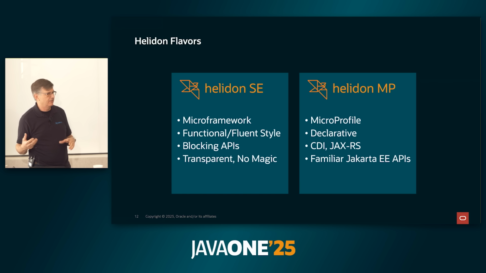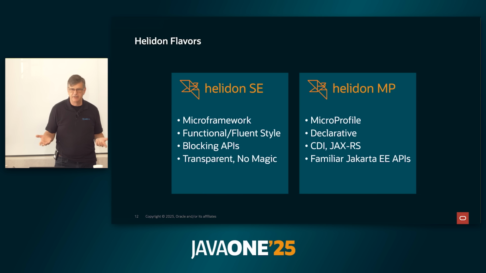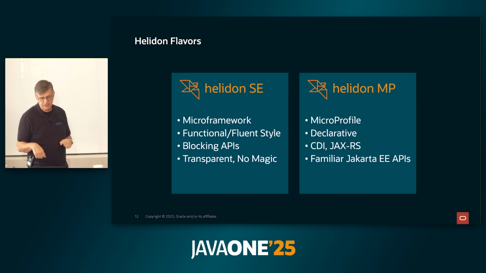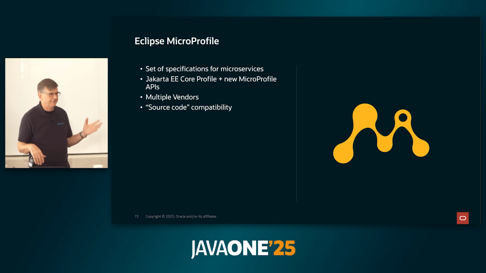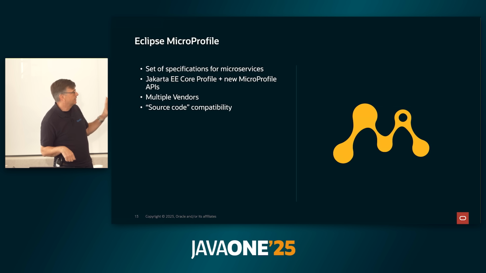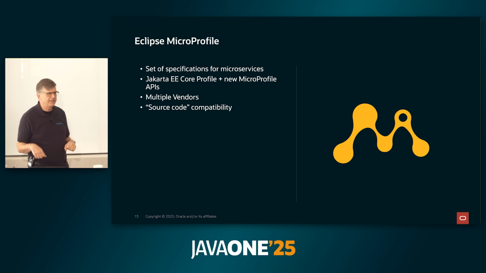With Helidon MP, on top of SE, we built our MicroProfile support. So this means that you'll be programming in a declarative style. It'll be very familiar to Jakarta EE developers. It actually includes support for some EE specifications like CDI and JAX-RS, as well as MicroProfile specifications. MicroProfile was an effort from a number of years ago when Jakarta EE was stalled a bit and slow to address the microservices space. It's a collection of specifications for things like security, config, metrics, health, tracing.